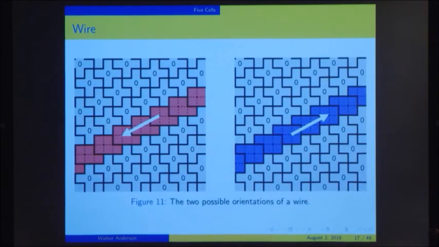The wire has 2 possible orientations, and they're pictured here. The wire on the left is pointed towards the left, and the wire on the right is pointed towards the right. And throughout this presentation, I'll use colors to show the 2 different orientations of wires in the gadgets.